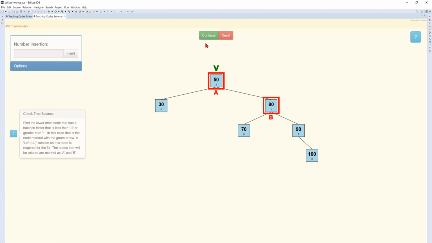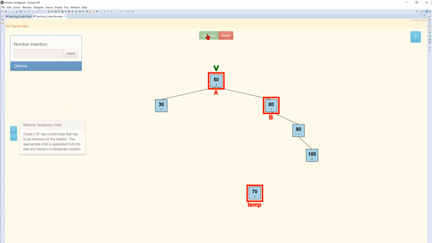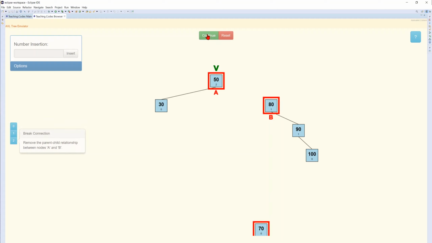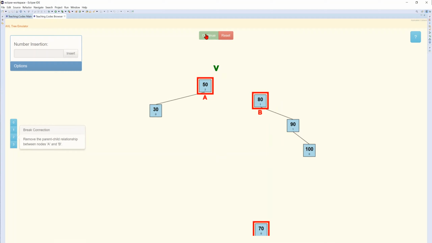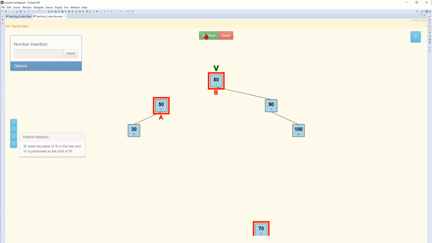It has found that there is the imbalance. Okay. So by hitting continue step by step, it will work. It detached 70. Now it breaks the link between A and B. Now it will move 80, 90, and 100 up, 50 and 30 down, exactly as I said. Then it will attach 50 and 80 to each other.